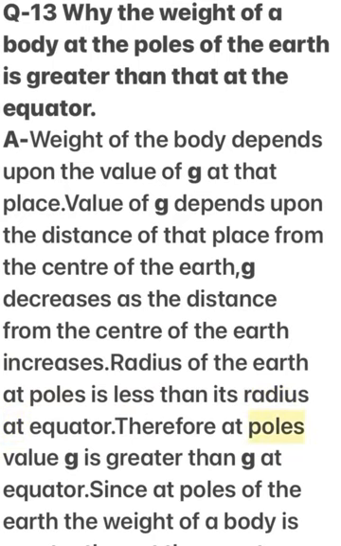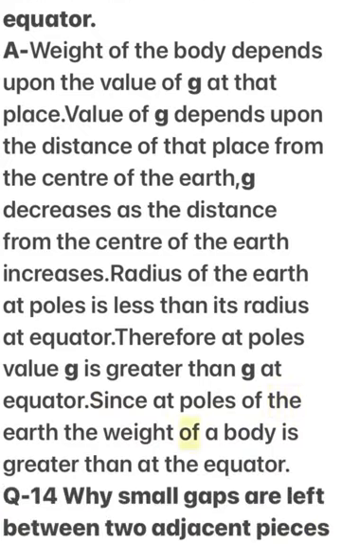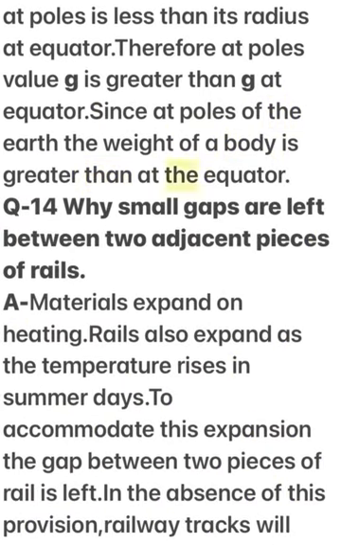Therefore, the value of g at the poles is greater than g at the equator, since at the poles of the Earth the weight of a body is greater than at the equator.